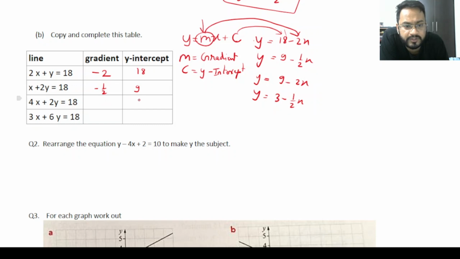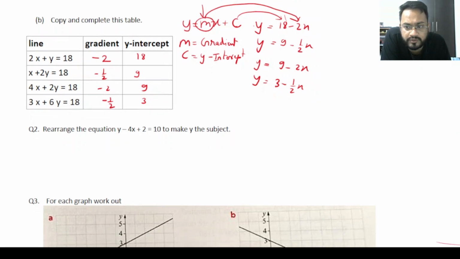Similarly, for the third equation, it is 9 and minus 2. And for the next equation, it becomes 3 and minus 1 by 2. Done. So this is how we need to fill the table. I hope you got it, students.